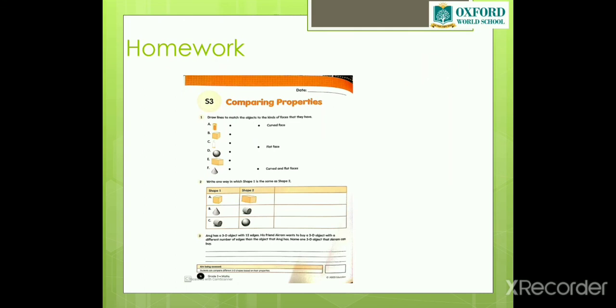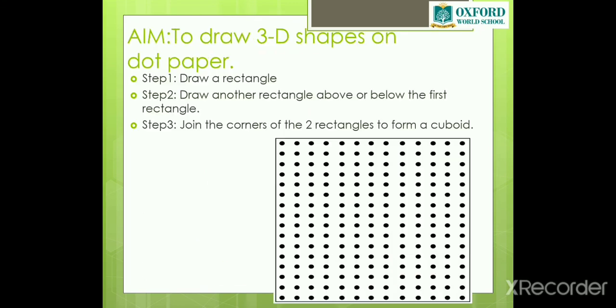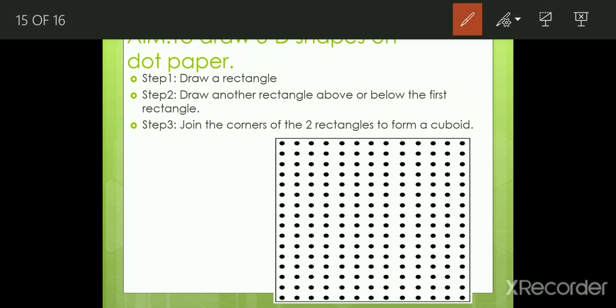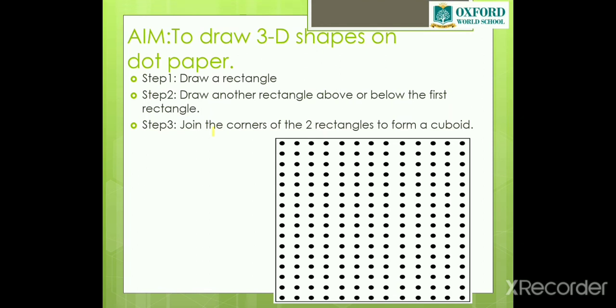Okay, so now coming to the next lesson, which is drawing 3D shapes. Now how can we draw 3D shapes on a dot paper? Well, for drawing any 3D shape on a dot paper, we need to follow some steps. So let us follow the steps and try to make a 3D shape.